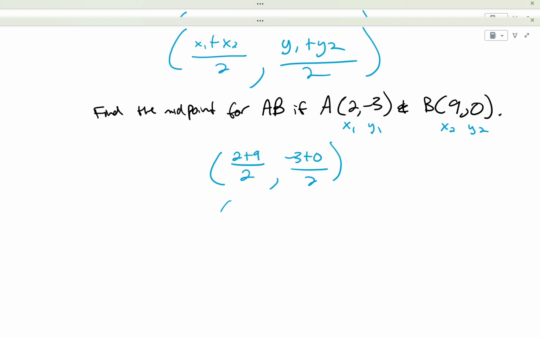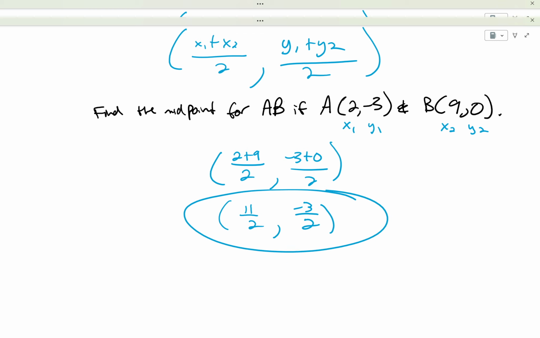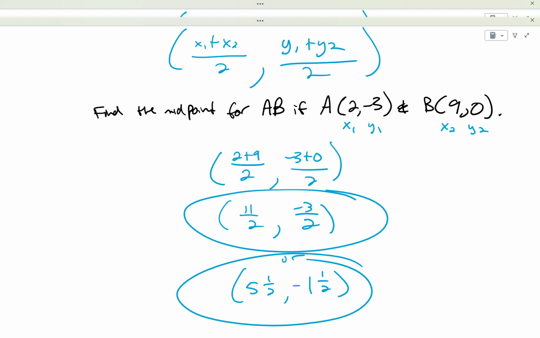Okay? And then I'm going to have improper fractions. I have 11 over 2, comma, negative 3 over 2. Gentlemen, you can just leave this guy like this. That's your midpoint. If you want to write this guy as a mixed number, you're welcome to. I don't need it, though. I mean, I'm cool with you leaving it. Both answers are correct. I'm cool with you leaving it just like this, though. Why take the extra step? Okay.